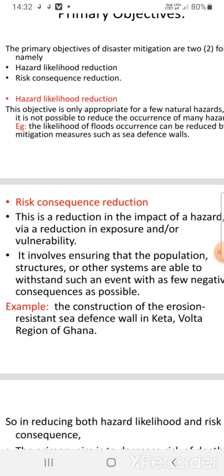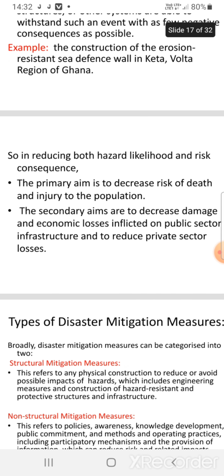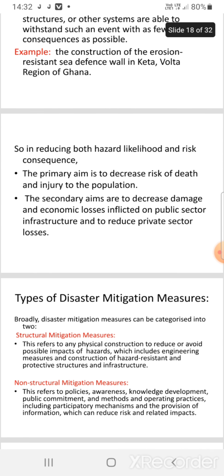So in reducing both hazard likelihood and risk consequence, the primary aim is to decrease the risk of death and injury of the population. So first and foremost, human beings are under consideration. So we keep an aim primarily upon the decrease of death and injury. Now the secondary aim is to decrease damage and economic losses inflicted on the public sector, that is infrastructure, and to reduce private sector loss.